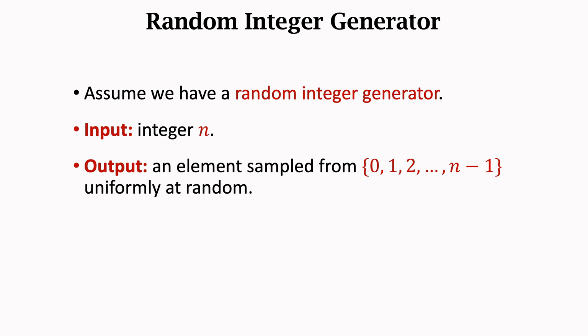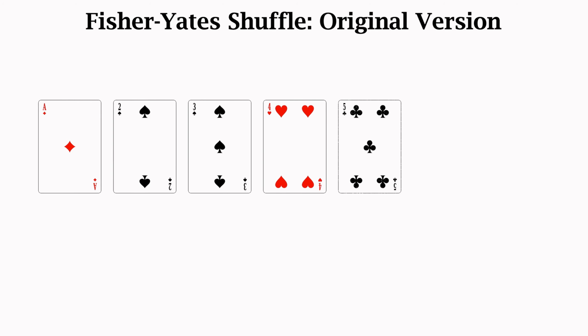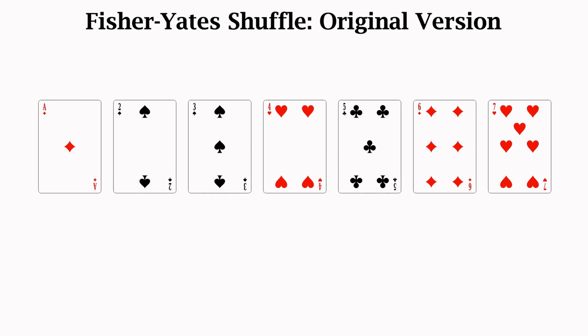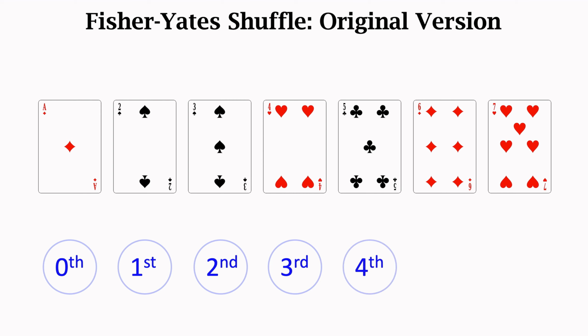Assume we have such a random integer generator. With the generator at hand, we can perform random sampling and thereby random permutation. I use this example to demonstrate the original version of Fisher-Yates. We have a set of 7 cards, from ace to 7. We want to randomly permute the cards so that every card will appear in the 7 positions with equal probability.